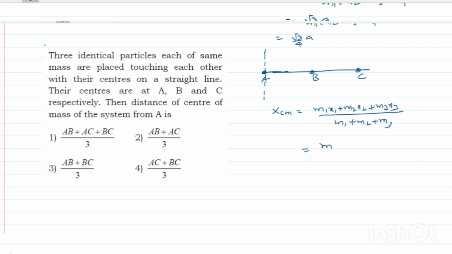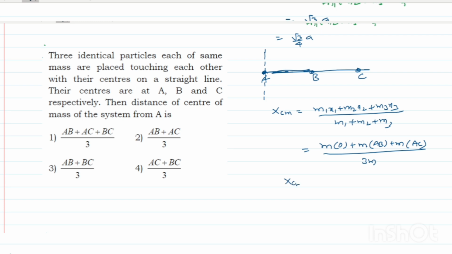Here m into, about the A point, its center of mass will coincide exactly at the A point, so x1 will be 0. M2 you can take as m, and x2 will be the distance AB, plus m into x3, which is the distance AC, by m1 plus m2 plus m3, which is nothing but 3m.